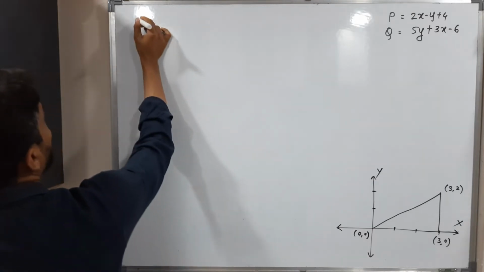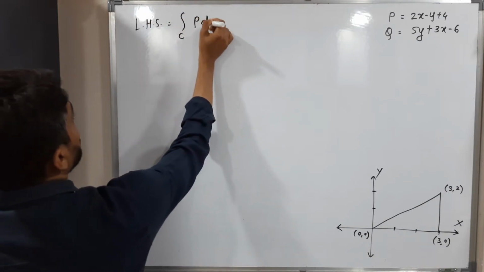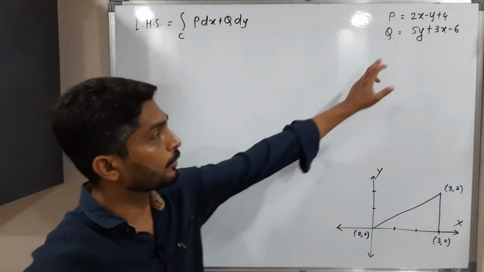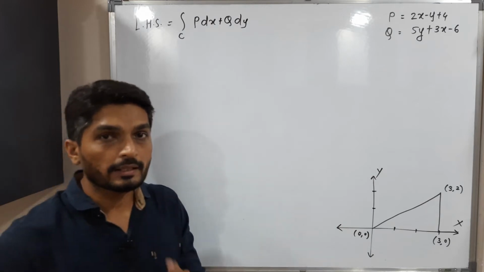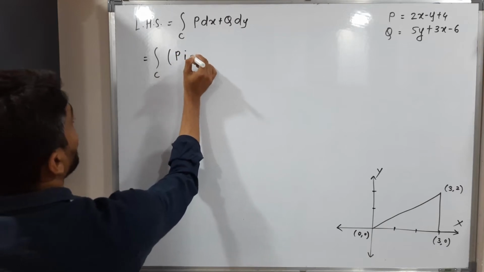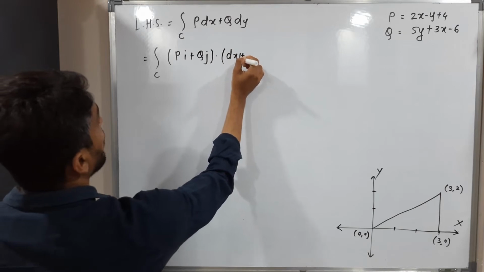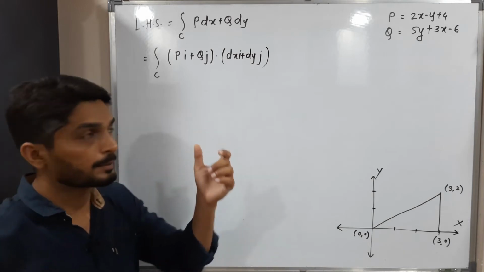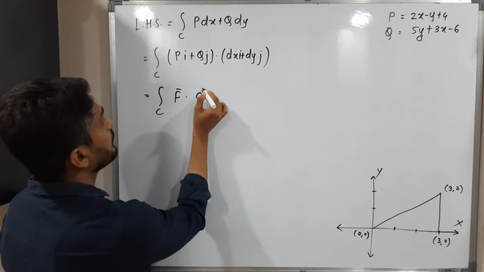Let me write here, left hand side. It is the integration over C of p dx plus q dy. p and q I have already written here. So this is our left hand side and we have to find its value. We can write it in this way also: integration over C of (pi plus qj) dot (dxi plus dyj), as a dot product of two vectors. We will denote it by f bar and dr bar.